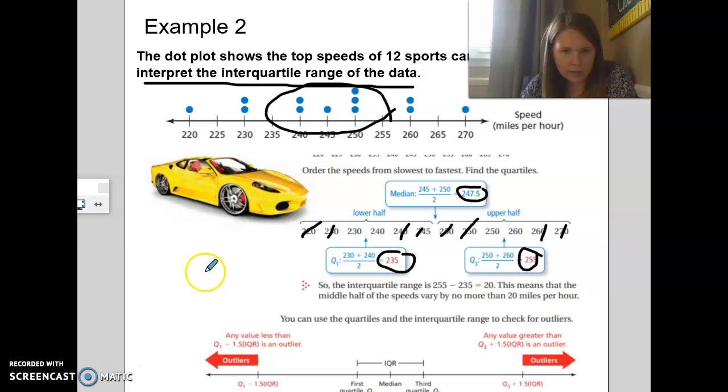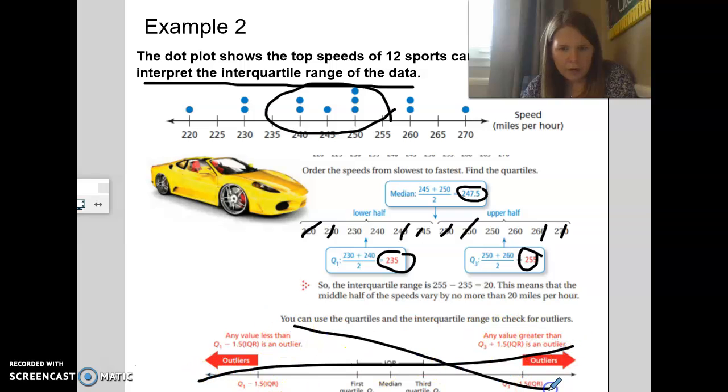Then at the bottom here, they use the quartiles and interquartile range to check for outliers. Don't worry too much about this, but that's one way you can check for outliers as well. We're not going to worry about it right now. Usually we can tell where our outliers are. So take it one step at a time.